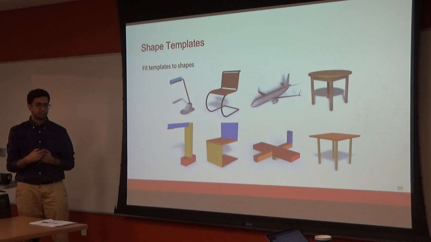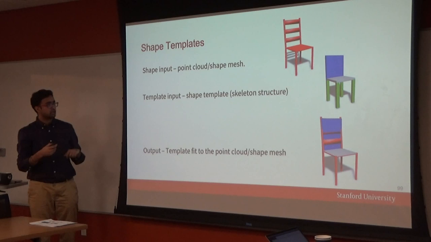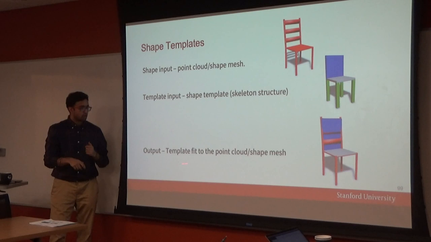You have a shape input in the form of a point cloud or a shape mesh. You have a template input, which is a skeleton structure, in this case, a four-legged chair template. And the output is the template which has been fit to the input point cloud or the shape mesh.